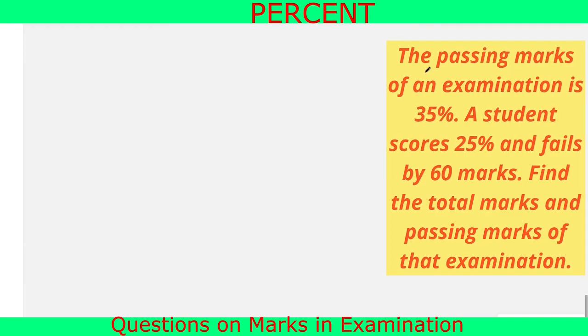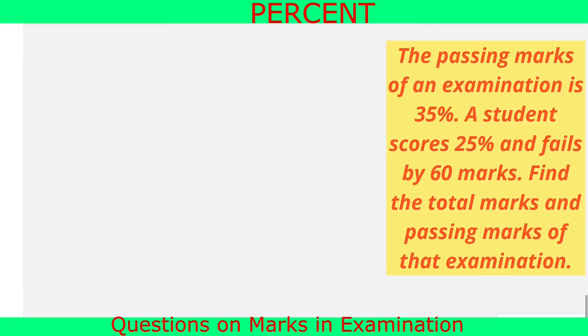The question is, the passing marks of an examination is 35%. A student scores 25% and fails by 60 marks. Find the total marks and passing marks of that examination. We solve the question like this.